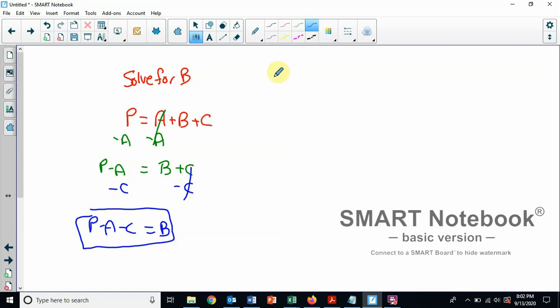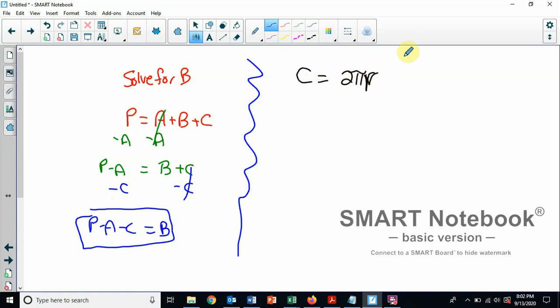All right, let's look at another famous formula. Go with C equals 2 pi r. That's the formula for circumference. 2 times pi times r. And we want to solve for r. So, how are these things attached to r? By multiplication. So all I need to do is divide both sides by 2 pi.